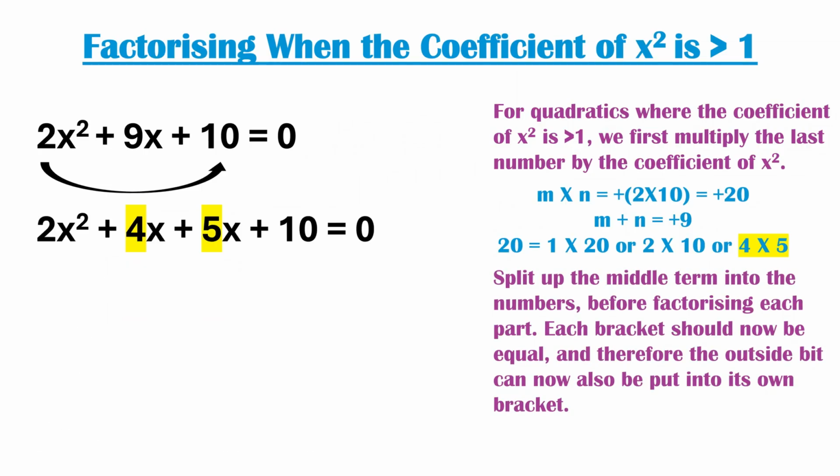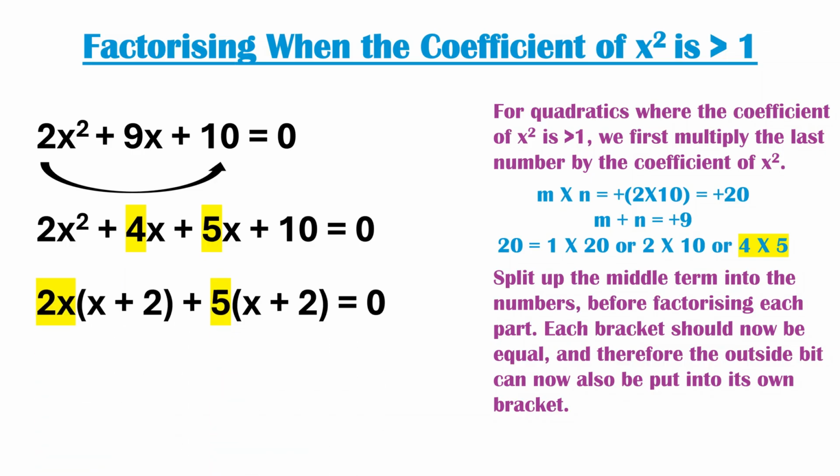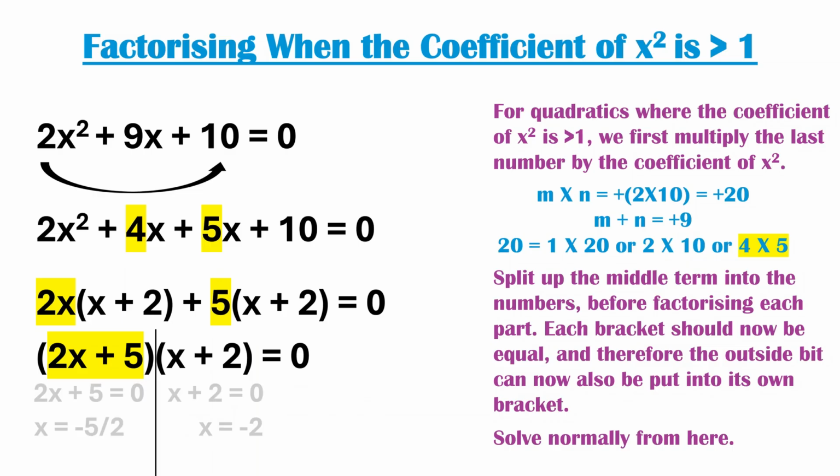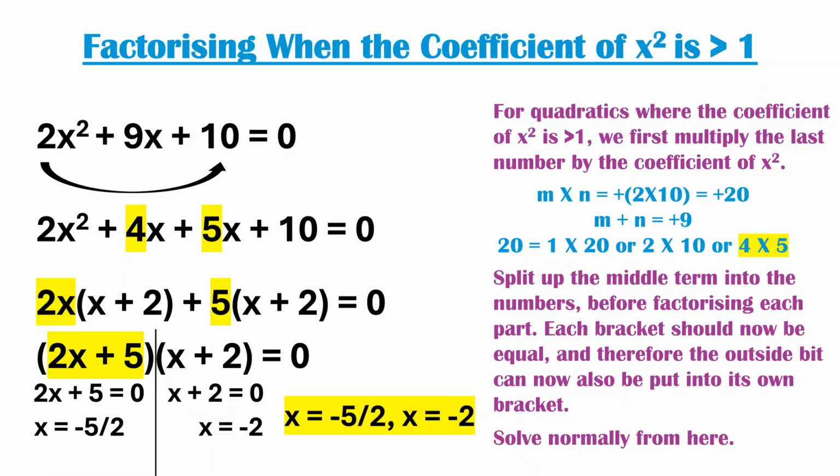So if you split it up like this into 4x and 5x, and then factorise each part individually to get the same bracket, so this is (x plus 2). And then, because they're both common, 2x and 5 can be put in a bracket together as well, like this. And then from there, you just solve normally. So split it apart, solve it, you get x equals minus 5 over 2 and x equals minus 2.